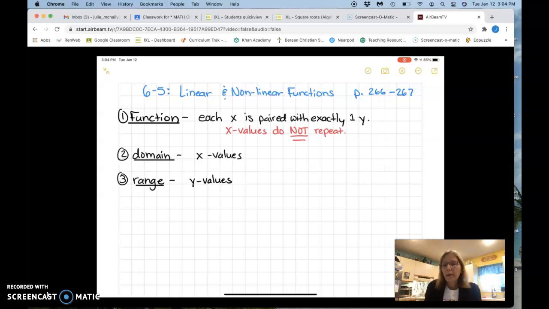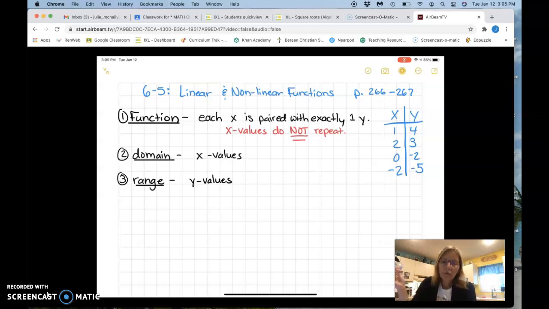A function is when each x value is paired with exactly one y value. In other words, the x values do not repeat. So when you have a set of ordered pairs, I'm just going to write it in this chart because it's much easier to look at. Say I have these ordered pairs. There are my ordered pairs, and I put them in an XY table so it's easier to look at.